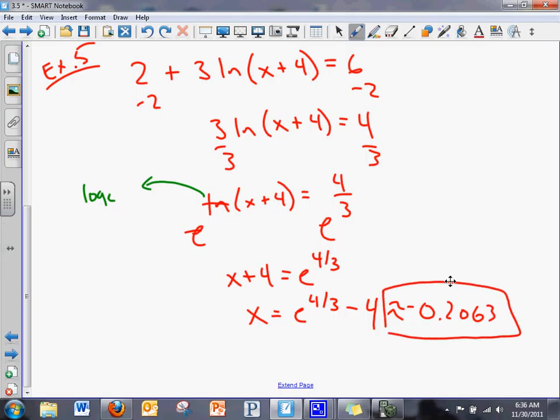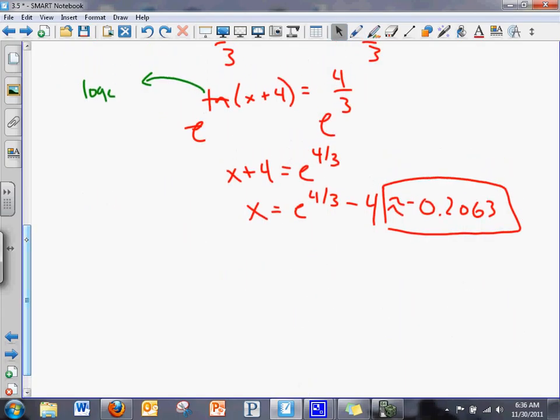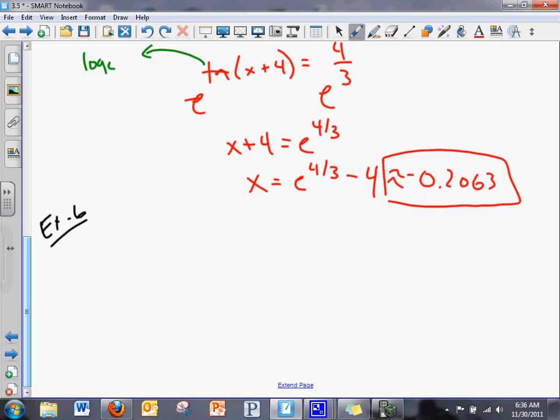Alright, so we just solved the natural log equation. Alright, last one. Let's cruise through this. So this is example number 6. And this is a good one because we're going to be using the product rule in this one.